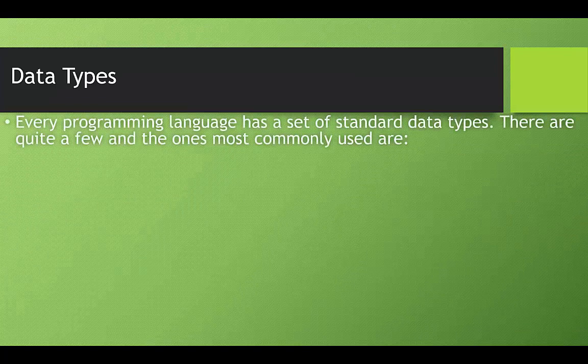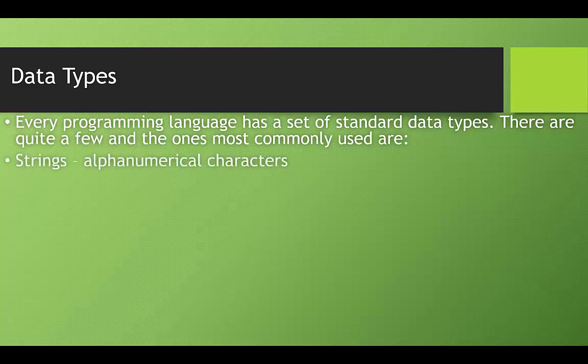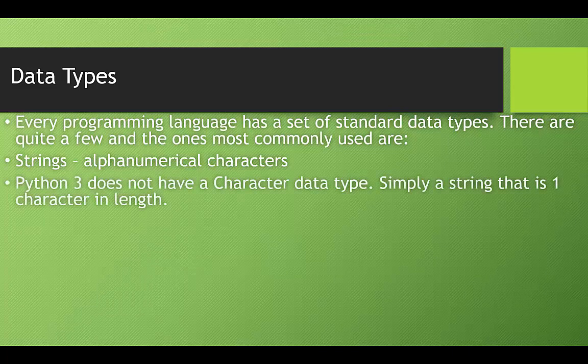All right, so every programming language has a set of standard data types. There are quite a few, and the ones most commonly used are the following. So we used strings last time. We said that's a combination of any numerical characters. If it's on the keyboard and you put multiple ones in a variable, you have a string data type. Now, Python 3 doesn't have a character data type. If you're coming from another language and you're trying to figure out how do I create a single character in Python, you simply create a string and you put it one character in length. Very important to know that.